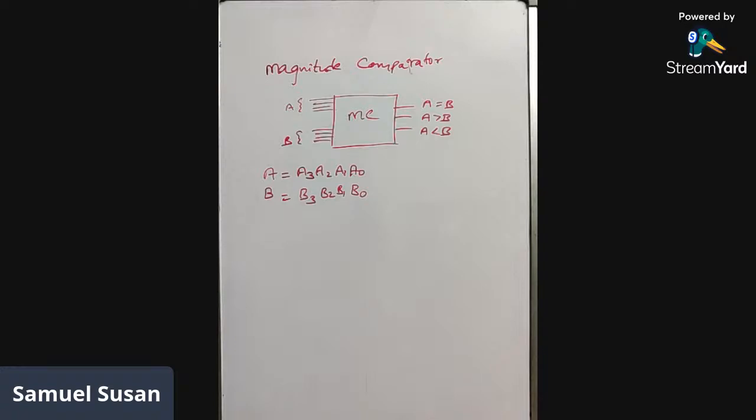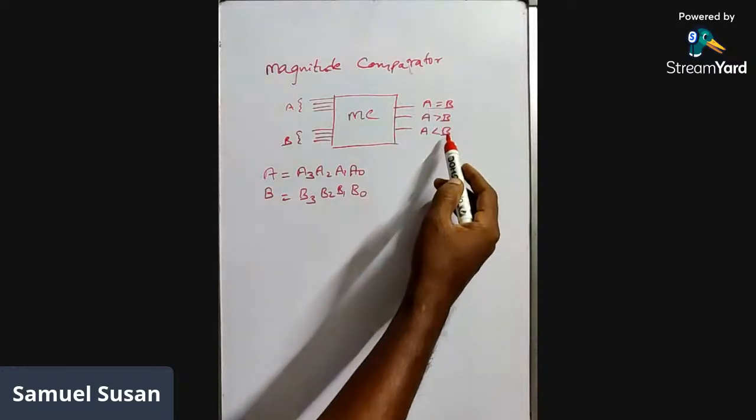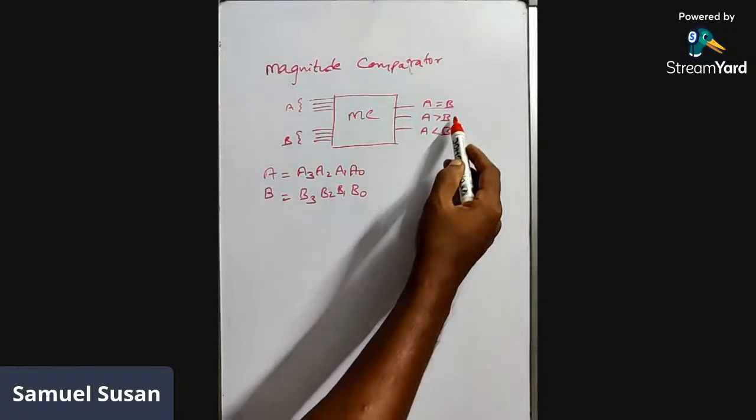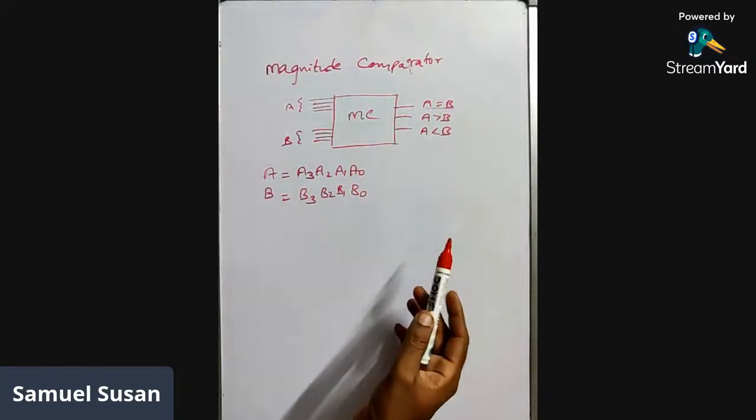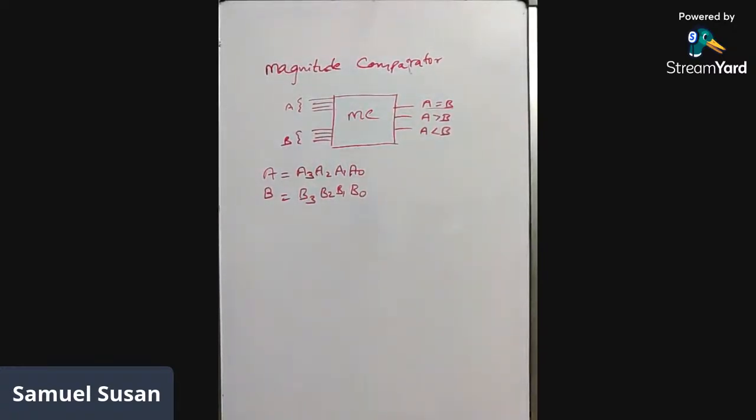What is the relation between them? So what is the magnitude relation between them? So only these three possibilities, right? If both numbers are the same, the first output will be 1, and the other two will be 0. If A is greater than B, the second output will be 1, and the first and third will be 0. And if B is greater than A, then the third output will be 1, and the first and second will be 0.